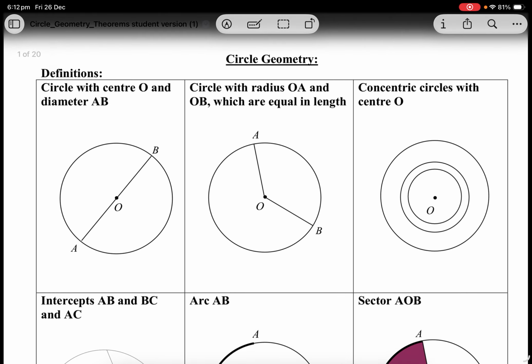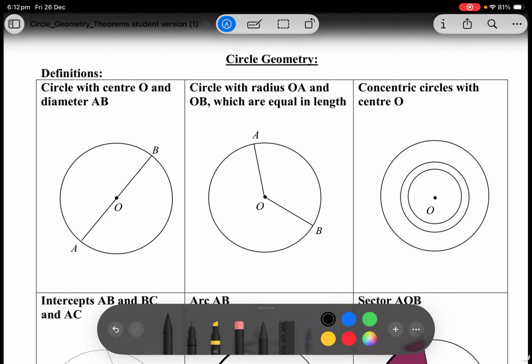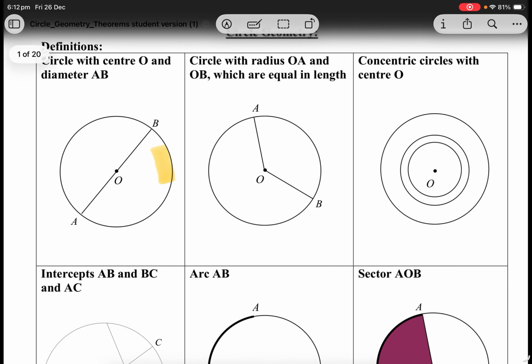We remember how to label, for example, a diameter, what a diameter is. We have a radius here, which you know. This part will be quite important because with a lot of our circle theorems, remembering that the radius is equal in all directions is going to be very important as we go through this topic. Now, concentric circles with a center O. So we just have these circles going out from the center.